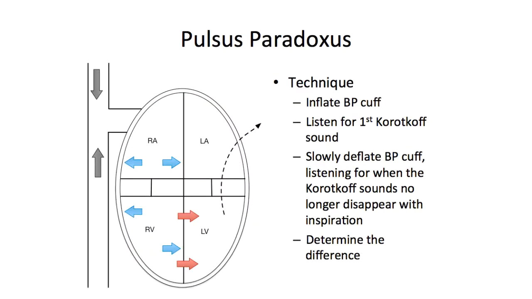Let's take a moment to discuss Pulsus Paradoxus. While we talk about this, refer to the image of the heart and imagine the changes that occur. During normal inspiration, there's a decrease in intrathoracic pressure. This results in an increase in blood flow through the superior and inferior vena cava toward the right side of the heart.